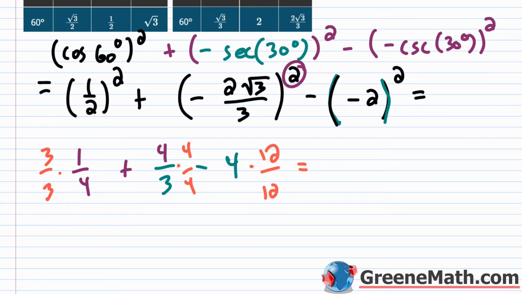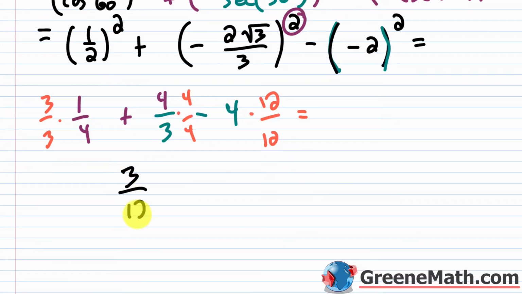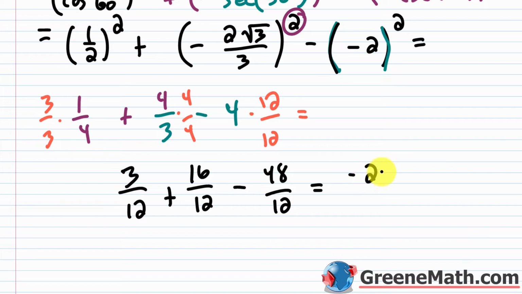So at the end of the day, this is going to give me 3 over 12 plus 16 over 12 minus 48 over 12, which is equal to 3 plus 16, which is 19, minus 48, which is negative 29, over your common denominator of 12.